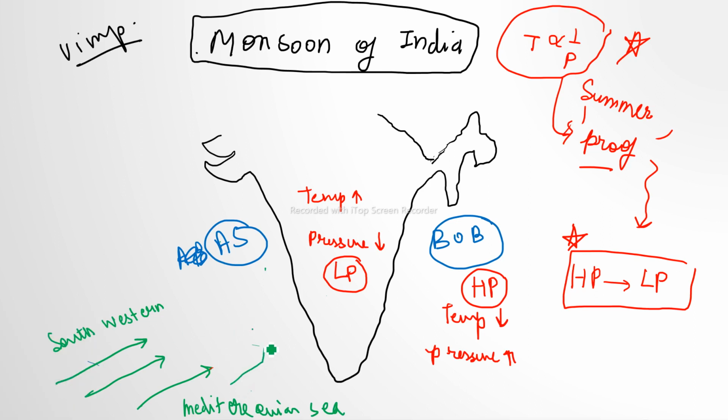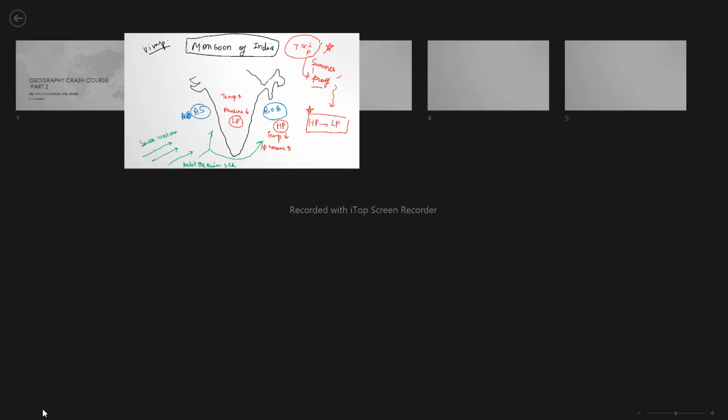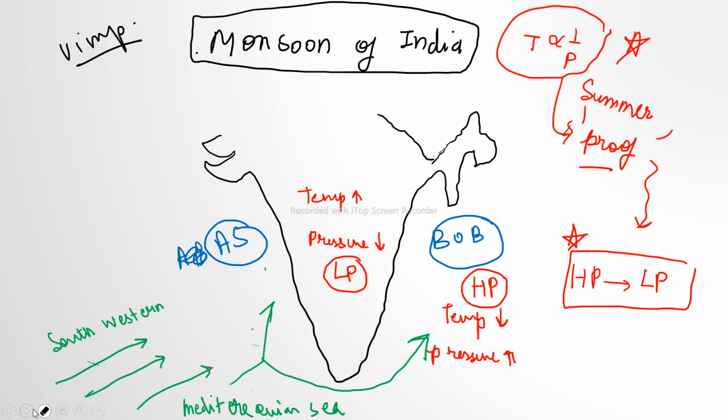They are coming from here. Now they are going to be divided into this branch, and some of the wind is going to go here. This branch here is called the Arabian Sea branch. And this branch that is going towards the Bay of Bengal is called the Bay of Bengal branch. So this is how the branches go.